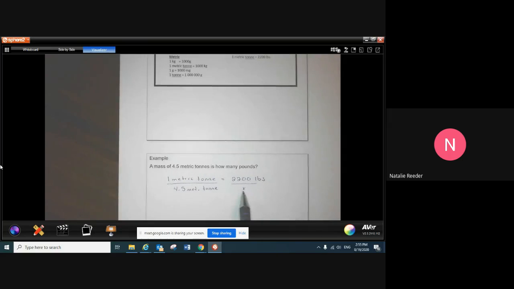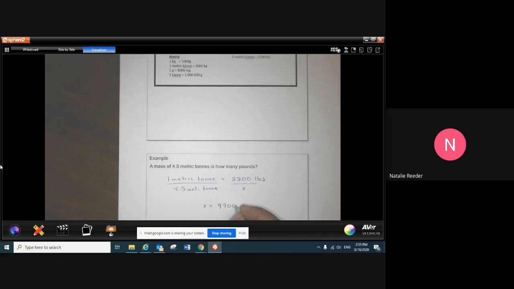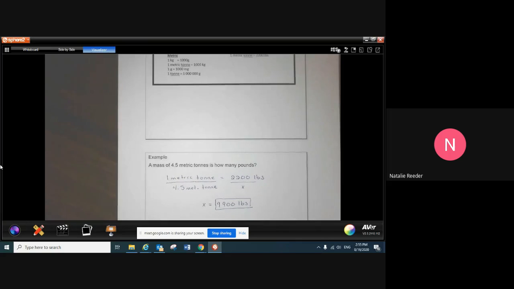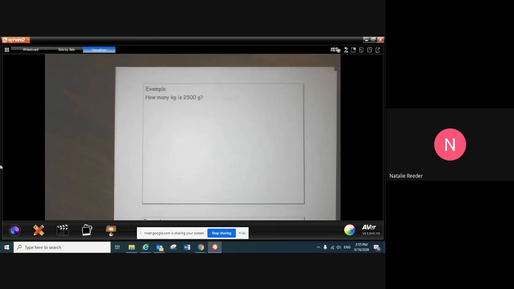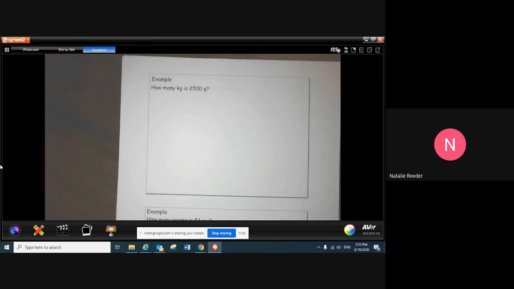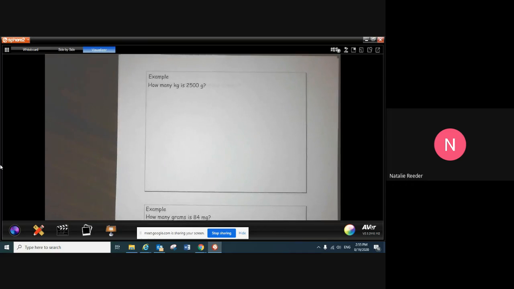So we cross multiply. X times 1 is equal to X, and 2,200 times 4.5 is equal to 9,900 pounds. And there's our answer. So using a proportion is ideal because then when you cross multiply, you know whether or not you're supposed to multiply or whether you're going to divide to find your answer.